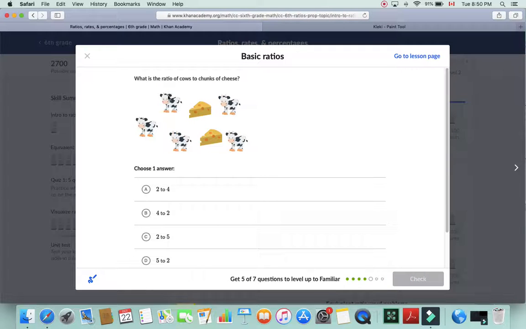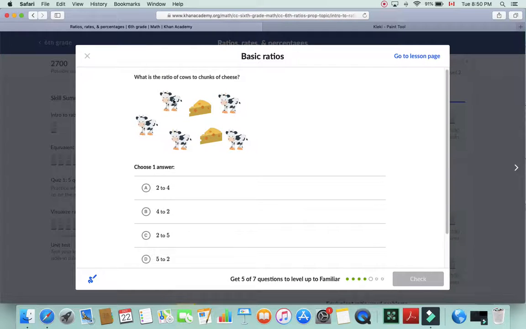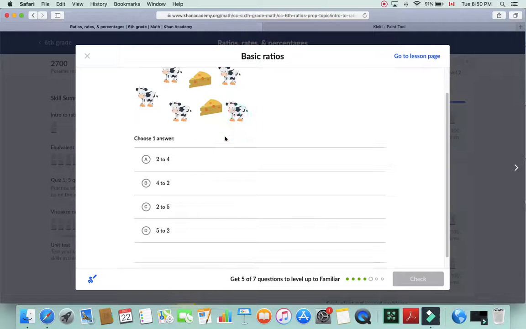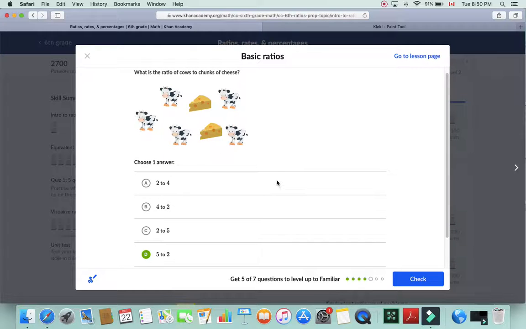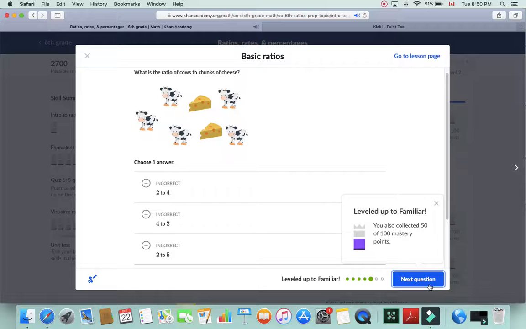What is the ratio of cows to chunks of cheese? Okay. How many cows are there? 1, 2, 3, 4, 5. It should start with a 5. It's this answer, but I'm gonna double check. Cheese, 1, 2. Of course, it's this answer.